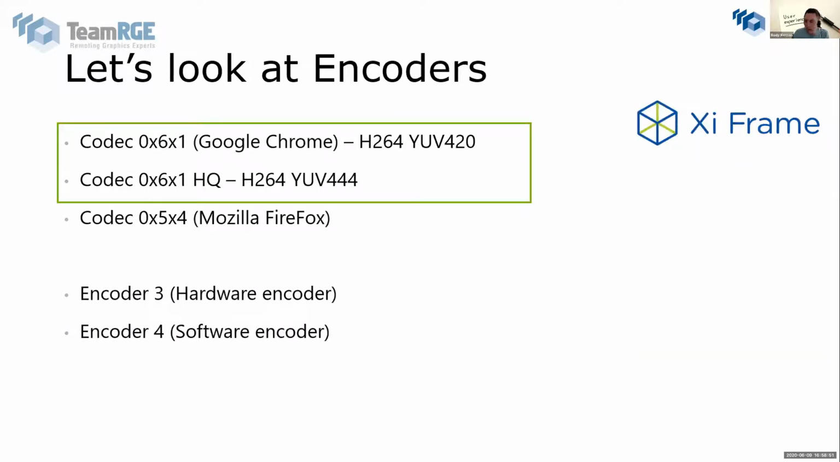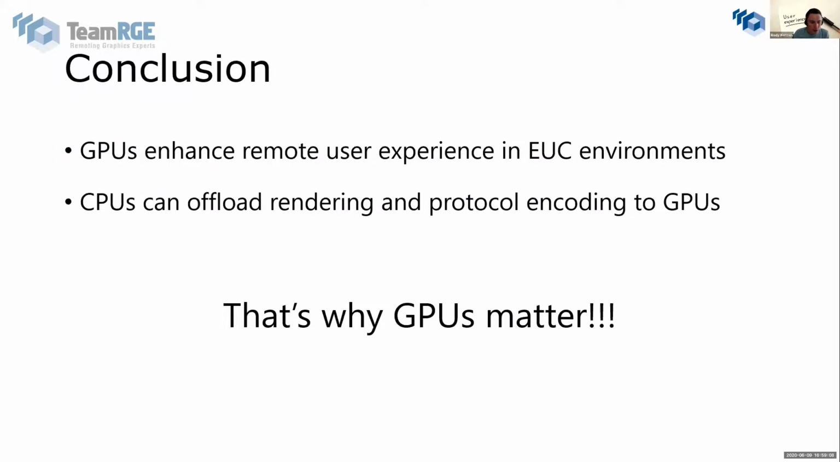For Ruben's SciFrame, it is also mostly backed by a GPU if you use Google Chrome. If you use Mozilla Firefox, it's using CPU only. And you can do H.264 there as well. So as a conclusion, we can see that the GPUs enhance the remote user experience in an EUC environment. And we can offload tasks from the CPU, so rendering tasks or protocol encoding to the GPU, which will lower the CPU usage in your environment. So that's why GPUs matter.